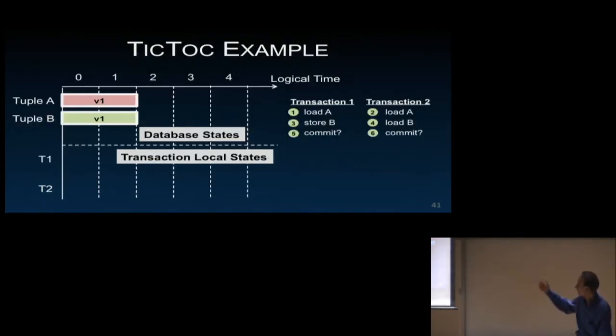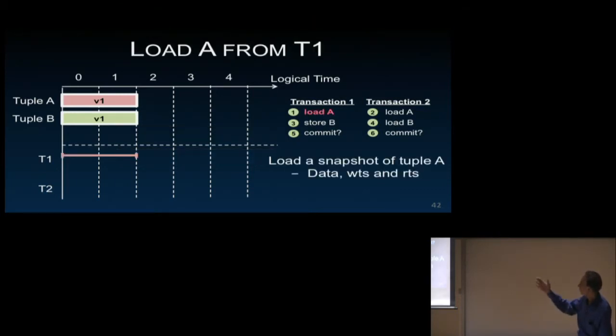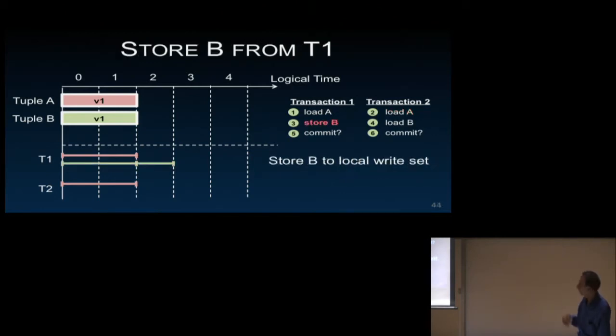So in terms of a picture, here's a little picture exactly like the one I showed you before in a conceptual sense. What you see up there are the database states, and what you see down below are the local states corresponding to each transaction that may be running on different cores, right? So you have tuple A and you have tuple B. Those are the WTSs and the RTSs. Everything is logical time. So load A, you're going to just load a snapshot of tuple A, the data, the WTS, and the RTS. Nothing here, right? Load A for transaction 2, same thing, right?